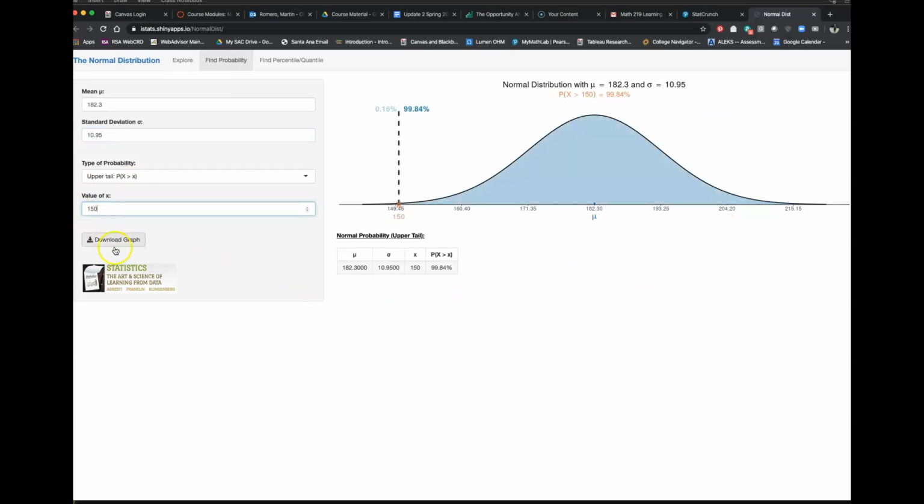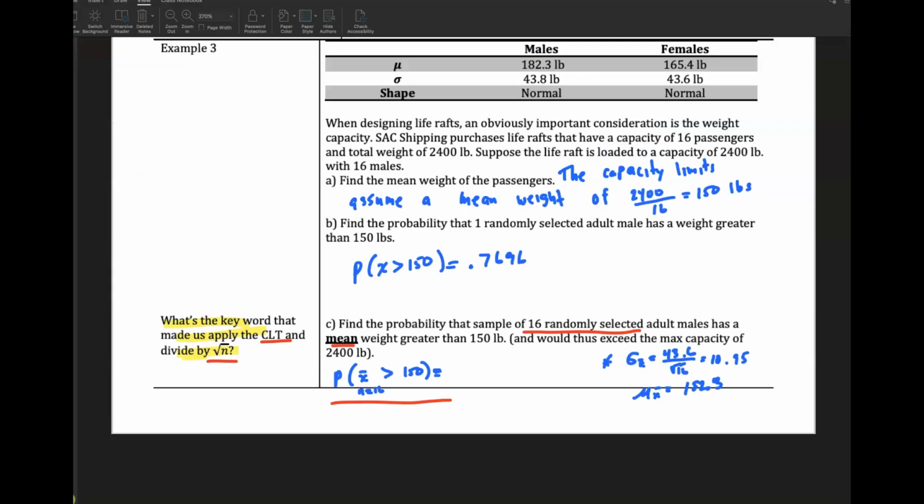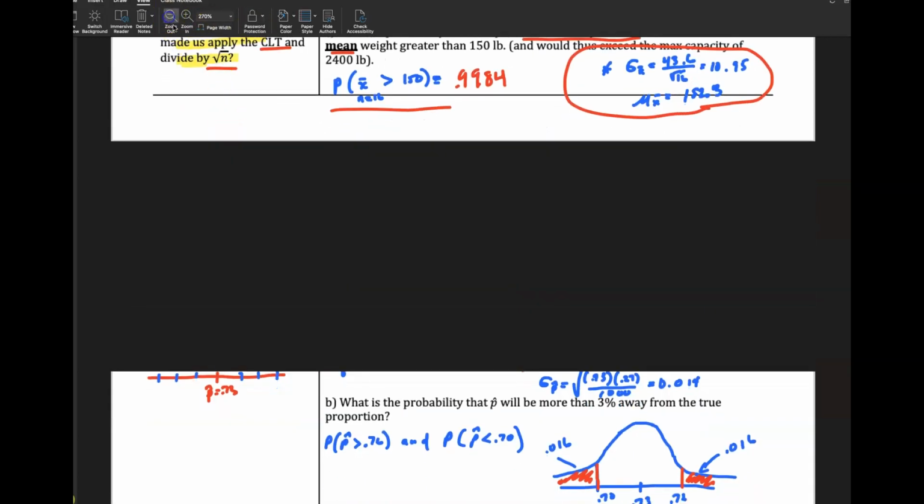And so now we're talking about the mean being greater than 150. There we go. You'll see it's almost a 99% chance that the mean weight of all 16 people is going to be greater than 150, 99.84. And so that's how we would apply that. 99.9984. And you would do the same thing with StatCrunch. You would use the adjusted standard deviation. And then the mean for the sampling distribution is the mu. It's the same value. Now we would apply this same thing to proportions.